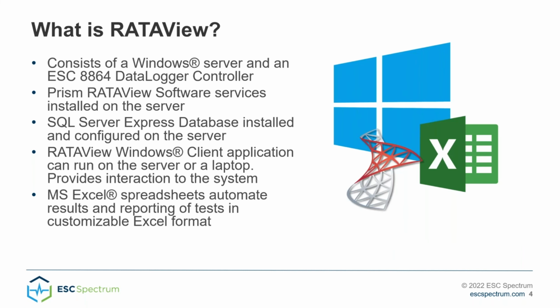So what is RATAView? Well, it consists of a Windows server and an 8864 data logger. It uses our Prism DOS services, which again are actively developed. It has a SQL Server Express database. There's a RATAView Windows client application, which we'll be demoing later, and that can run on the server itself or on a laptop that connects to the server. And we have Excel spreadsheets that pull in data from RATAView and allow you to report the results of the test.